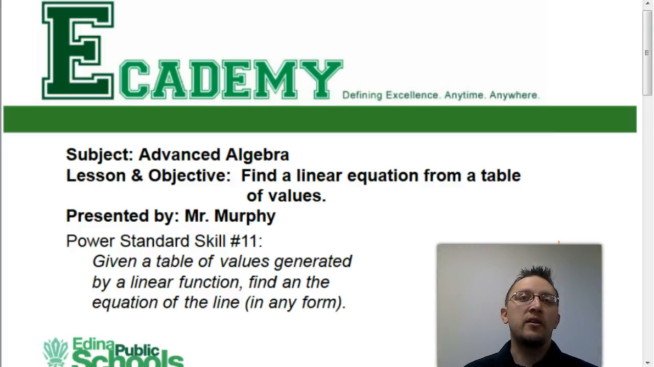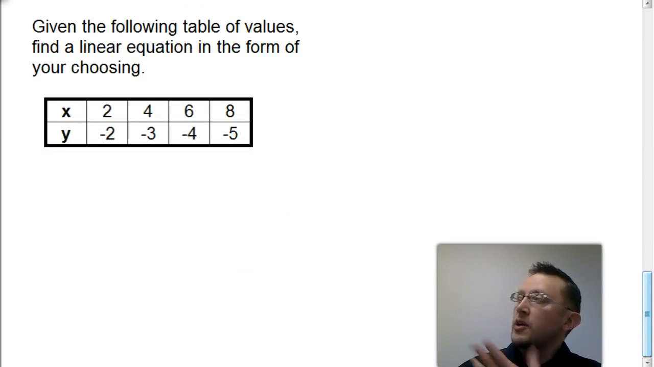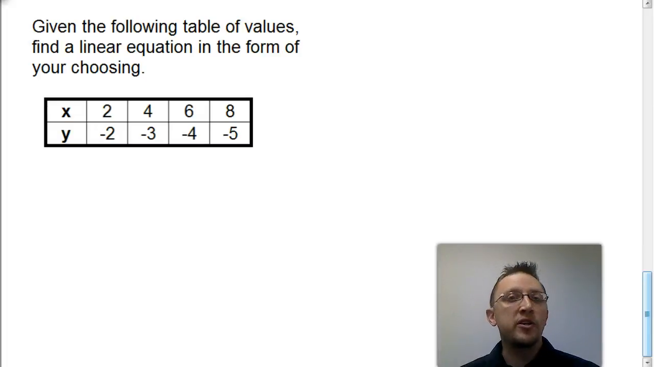In this particular video, we're going to be looking at skill number 11. In skill number 11, the purpose is for us to come up with an equation in the form of our choosing for a table with a given set of data. For example, let's look at one that you'll be working on your own in a second. Here we can see a table with a bunch of data, and we're going to use that information to come up with an equation.